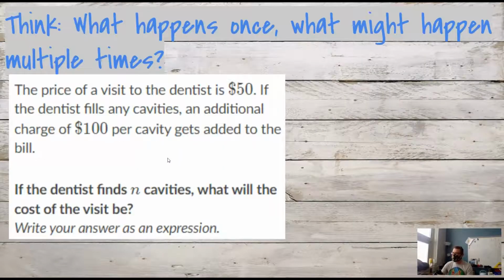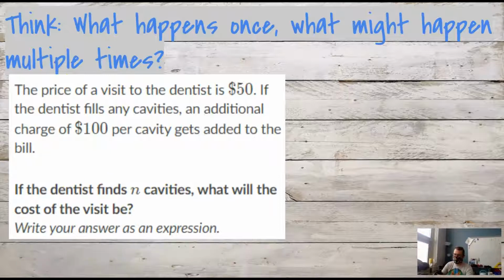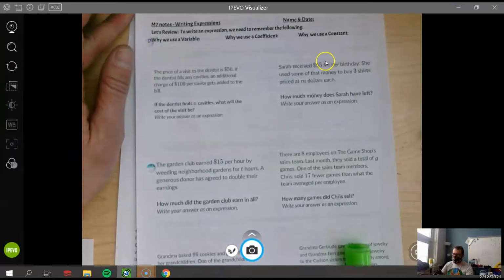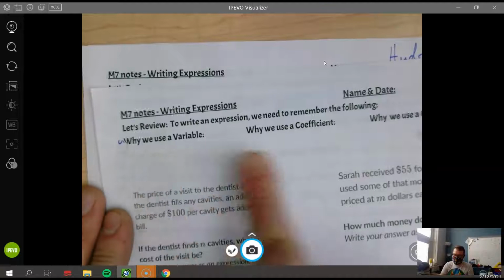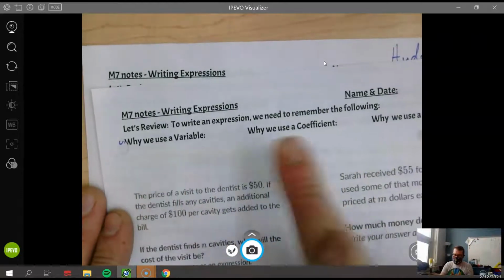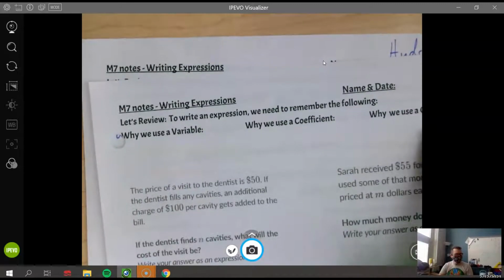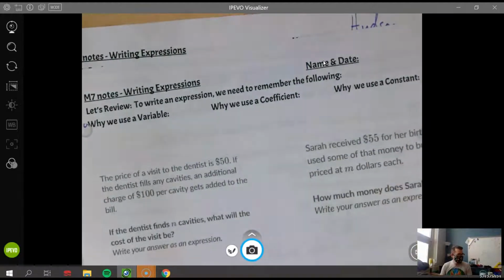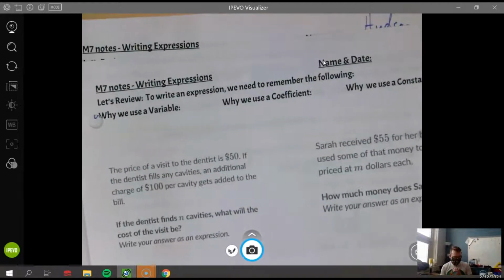So before we dive into this question of trying to write an expression using a variable, a coefficient, and a constant, let's remind ourselves of why we use a variable, a coefficient, or a constant. Take a moment on your own to see if you can remember why we use a variable, why we use a constant, or a coefficient. If you can't remember, go ahead and start reading these situations to try to highlight the important pieces. I'm only going to give you maybe 30 seconds to try to remember those things.